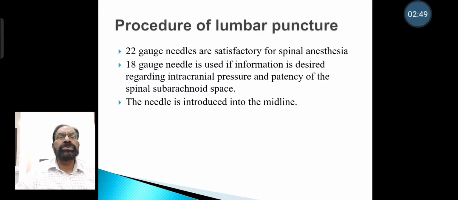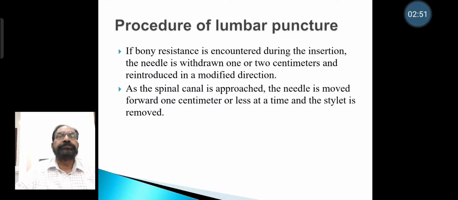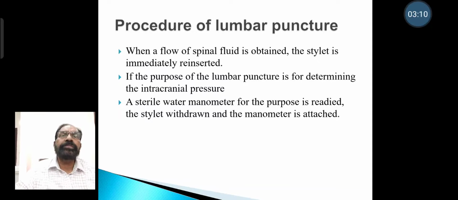The needle is introduced in the midline. If bony resistance is encountered during the insertion, the needle is withdrawn 1 or 2 centimeters and reintroduced in a modified direction. As the spinal canal is approached, the needle is moved forward 1 centimeter or less at a time and the stylet is removed. When the flow of spinal fluid is obtained, the stylet is immediately reinserted.